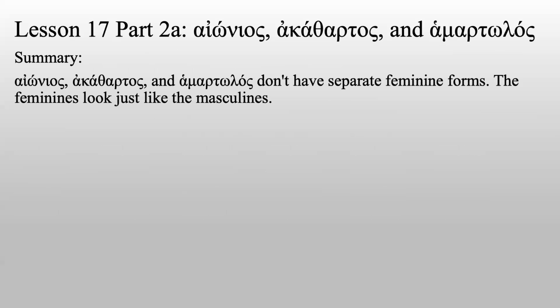So, summary: αἰώνιος, ἀκάθαρτος, and ἁμαρτωλός don't have separate feminine forms. The feminines look just like the masculines.